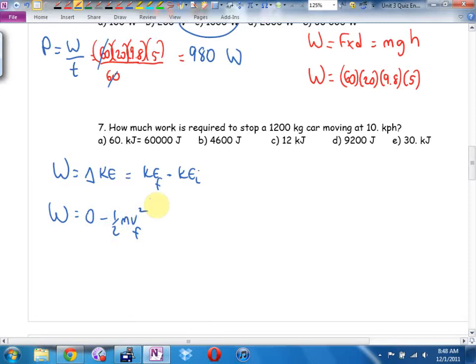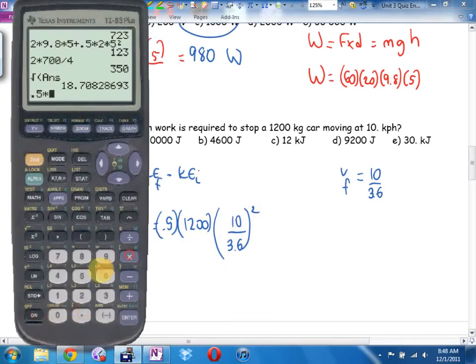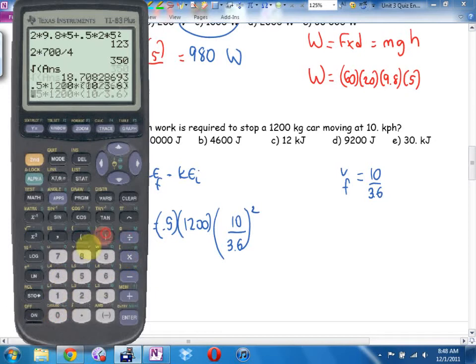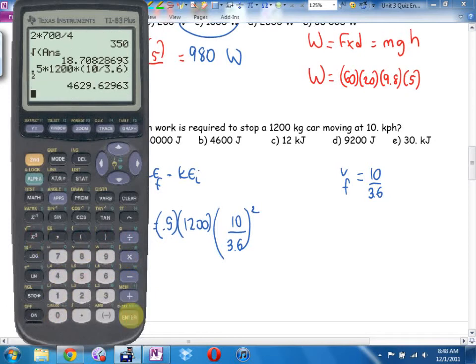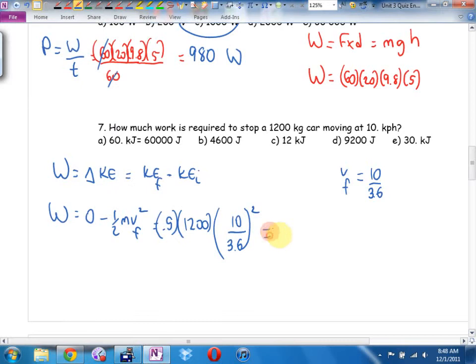I have a bit of a problem with this 10. V final is actually going to be 10 divided by 3.6, and that's going to be meters per second. I was going to go to my calculator, and I said, hey, wait a minute, why don't I just put that in over here and save myself the typing, Kayla? I think it's going to be 0.5 times the mass, 1,200, times 10 over 3.6 squared. I get 4,629, actually 4,630 joules of work.